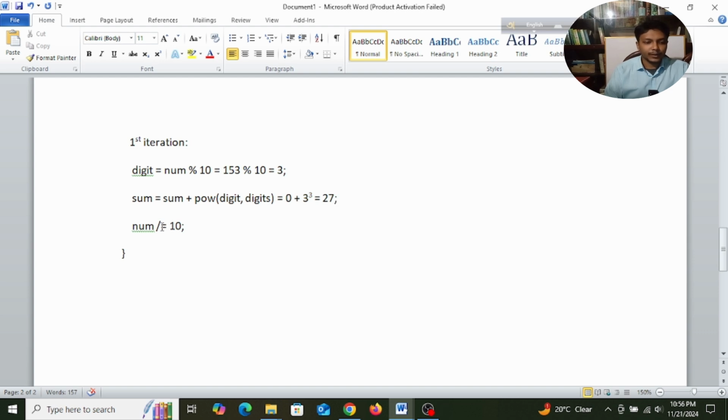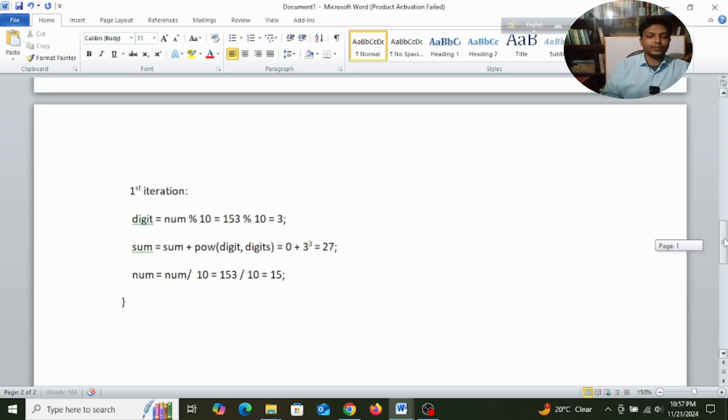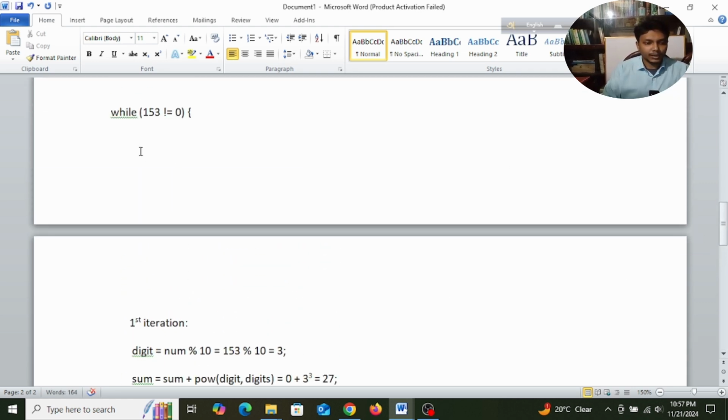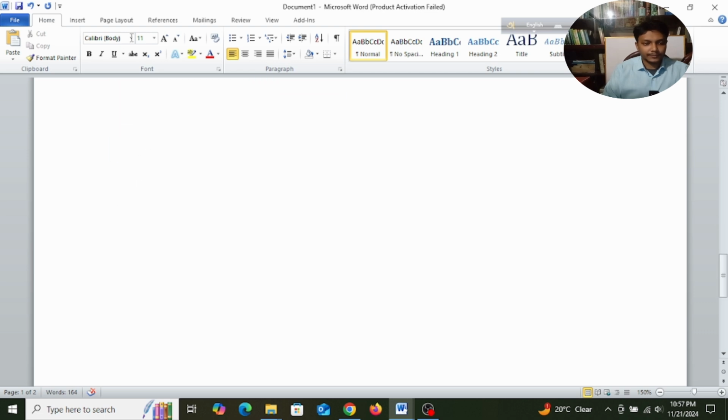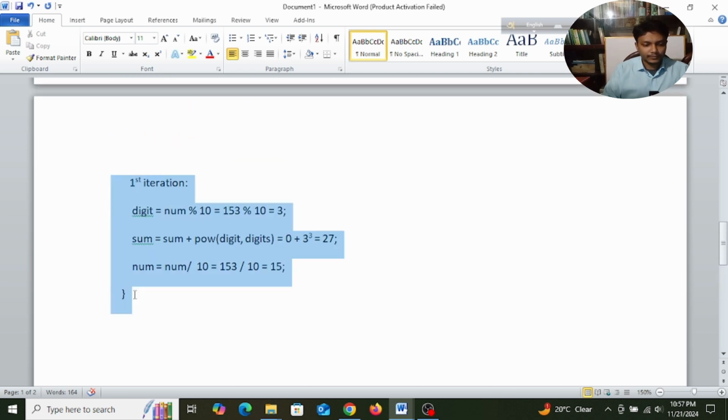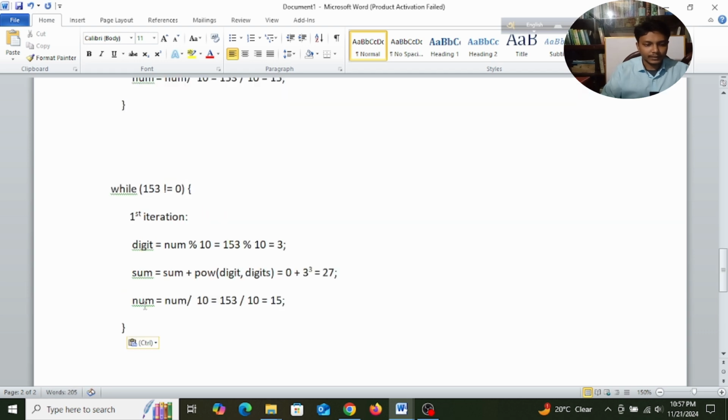And now we can write number. We can write this line like this as well. So number is 153. 153 divided by 10 is equal to 15, right? So this was our first iteration. Now we can make the second iteration, right? Here we have 15, and this is our second iteration. So digit would be 15 modulus 10. Here we will have 5, guys, right?